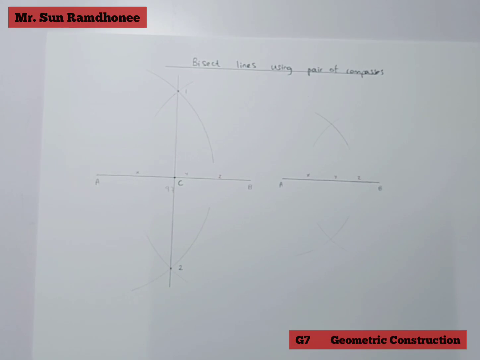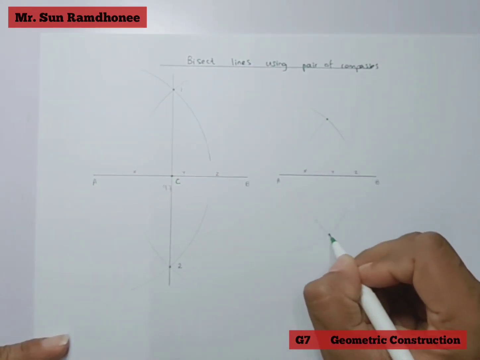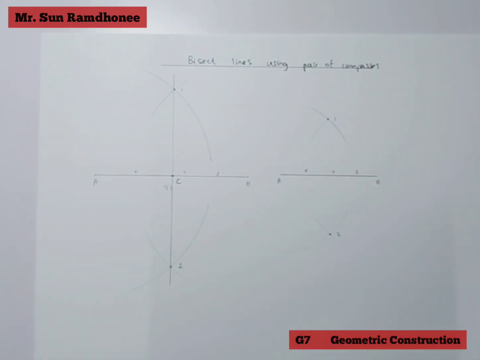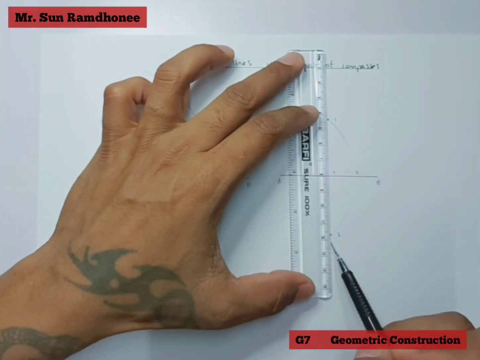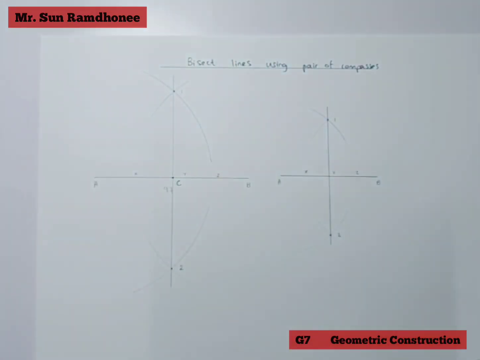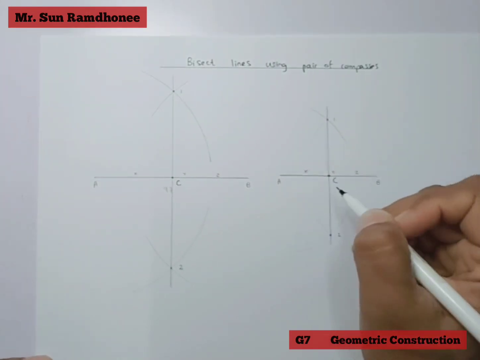I have obtained points 1 and 2 where these two arcs meet, and I'm going to draw the vertical line which is going to meet these 2 points. So I have obtained point C, which is the midpoint.